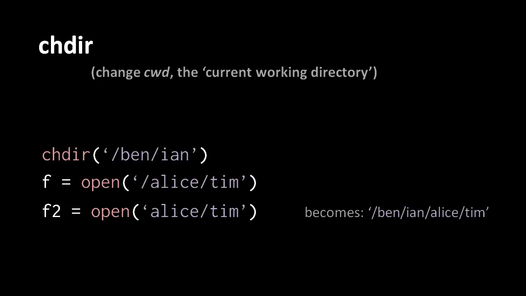When I then call open with an absolute path, /alice/tim, the current working directory is irrelevant. This simply opens /alice/tim. In the second call to open here, though, the path specified is relative. So it is actually opening alice/tim inside the current working directory, which at the moment is /ben/en. So this opens /ben/en/alice/tim. What's the point of this? Well, simply in some context, it's more convenient if we don't have to write out full absolute paths.